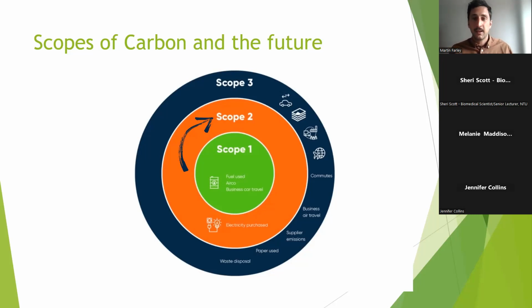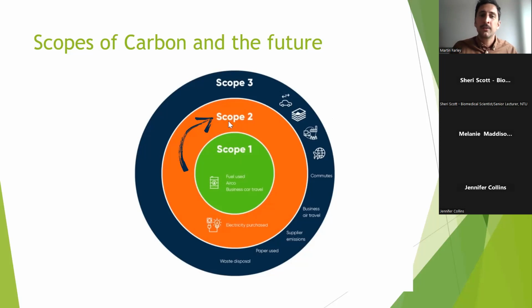There are other impacts we can have on the environment that aren't just measured in tons of carbon and sometimes are hard to convert into tons of carbon. But that being said, for the most part, we are going to stick by these scopes of carbon and use carbon as our reference metric.